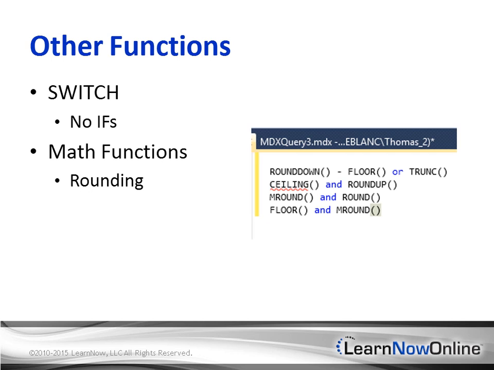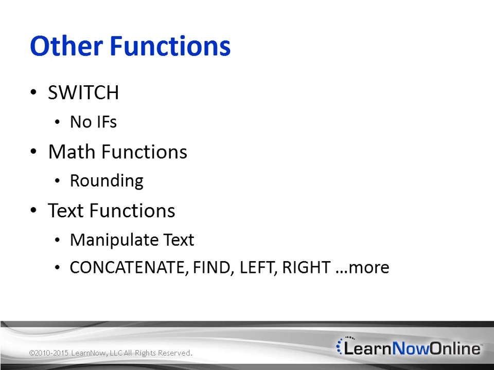Math functions like rounding are available, and there's various ways of simply rounding and using this function to look up or down, look at a ceiling as well as a floor, and have synonyms of those like mround and trunk. The next set of functions manipulate string values. We can concatenate text together, find an occurrence of a string and another string, or look at the left or right set of characters, and many, many more.